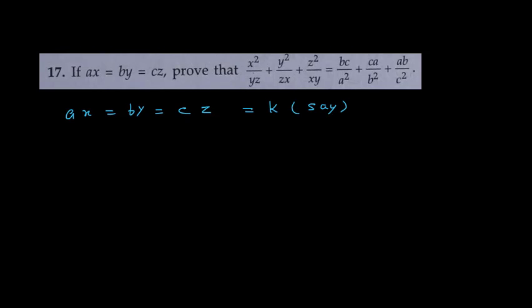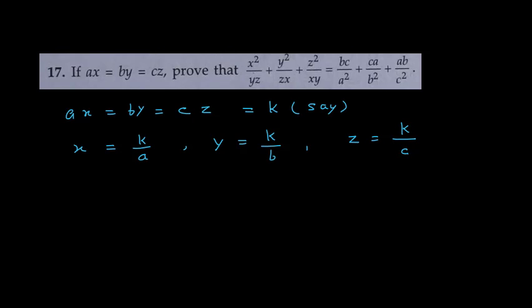Okay. Now this x can be written as k upon a. Similarly, I can write this y as k upon b, because ax = k, by = k, and similarly you can write z = k upon c. Okay. So you got the value of x, y, and z in terms of k and a, b, c.